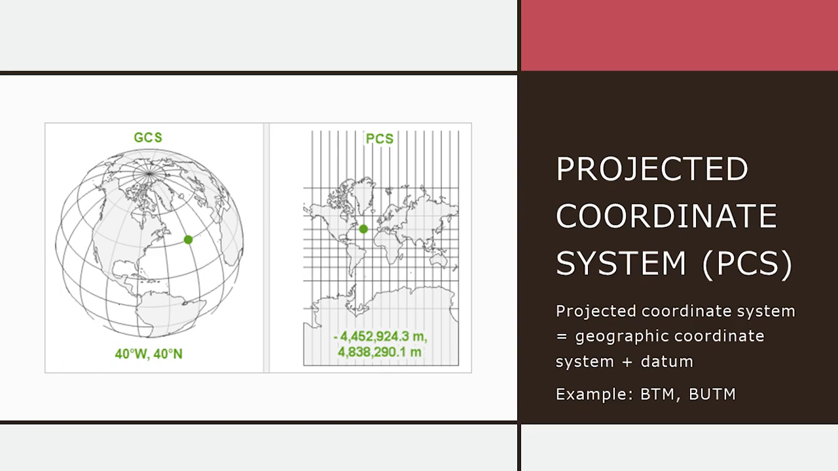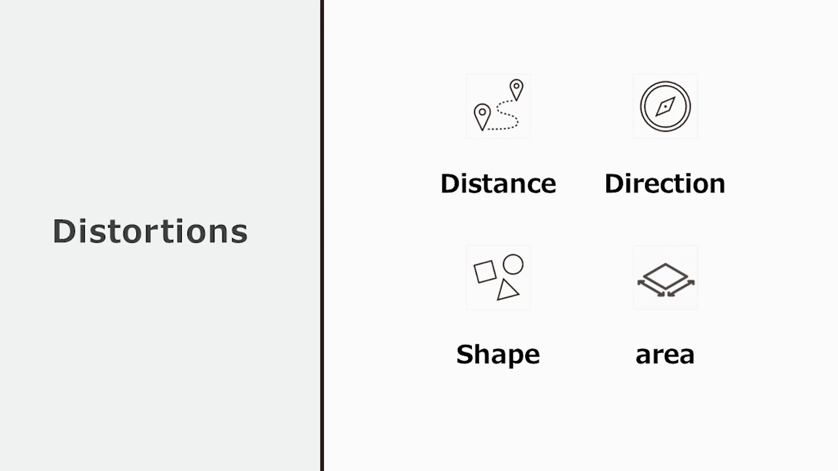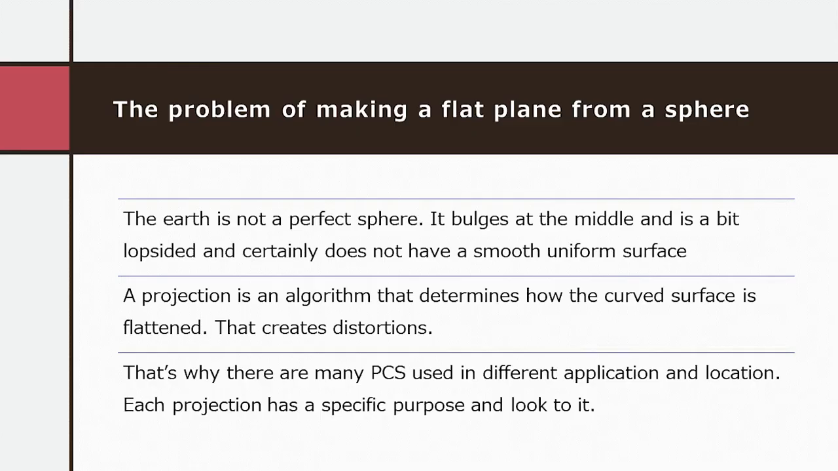Let's learn about distortions. When we try to flatten a spherical surface, there must be some kind of distortions. It can distort the distance or direction or shape or area or some combination of them. Our goal is to minimize the distortions to deliver accurate representation of the real world. But we cannot do that for the whole world. That's why we try to use such a coordinate system that we will minimize the distortion for our area of interest. For this reason, there are so many projection systems. Every one of them has specific purpose and look into it.